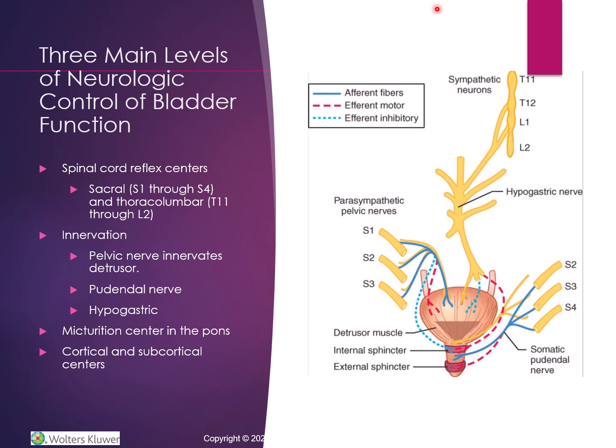So the afferent input from the bladder and urethra is carried to the central nervous system by fibers that travel with the parasympathetic, somatic, and sympathetic nerves. Okay. And that's coming from receptors in the bladder wall that are picking up things like stretch.